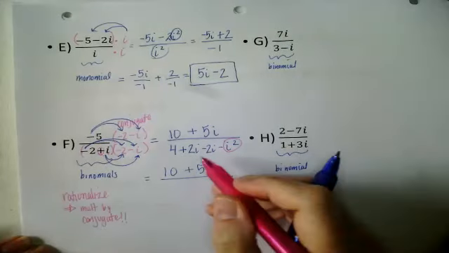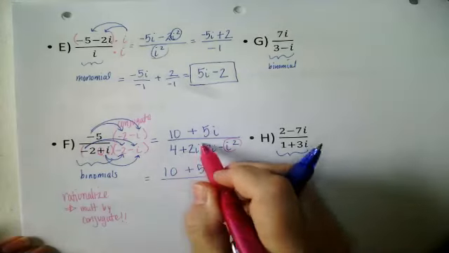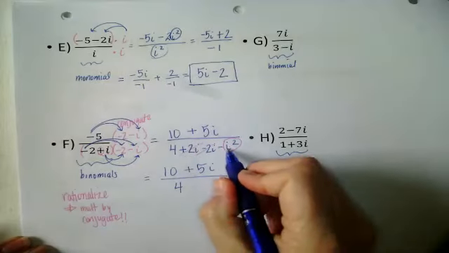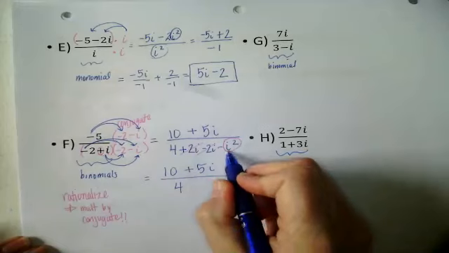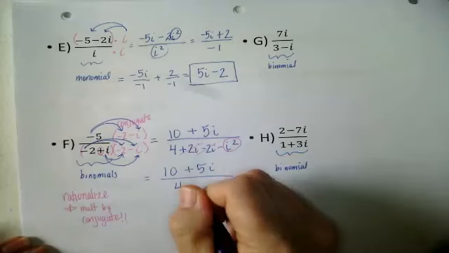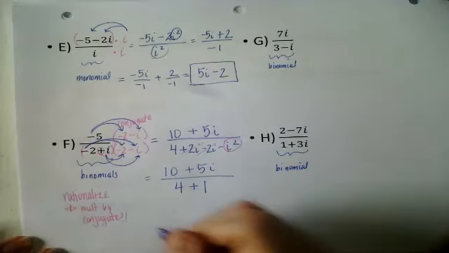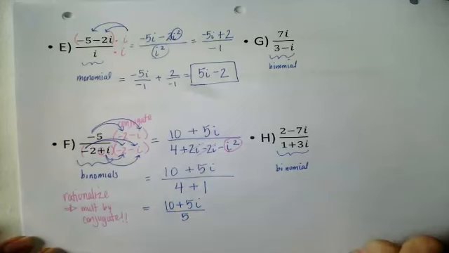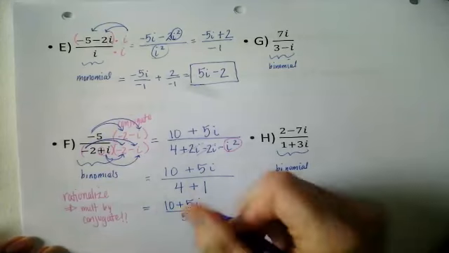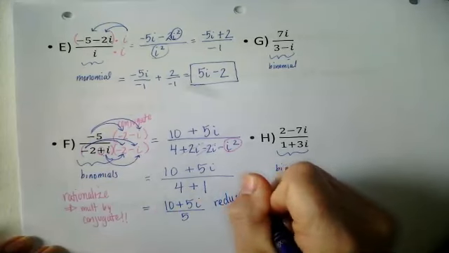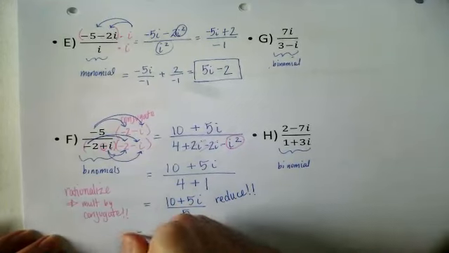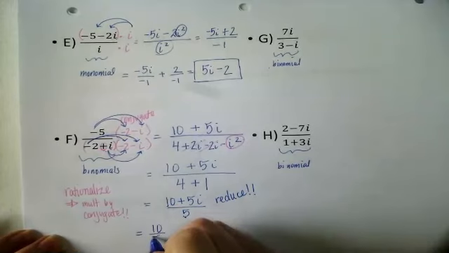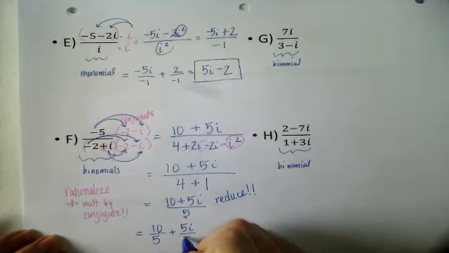And look what happens in the denominator. Totally cleans up. Positive 2I and negative 2I is 0. And we get 4 minus I squared. That's negative of negative 1. Negative times negative 1 becomes positive 1. And so we get 10 plus 5I, all divided by 5. This is where reducing is key. On IXL, we have to reduce. And so what is this 5 dividing? It's dividing both terms. So we have 10 over 5 plus 5I over 5.